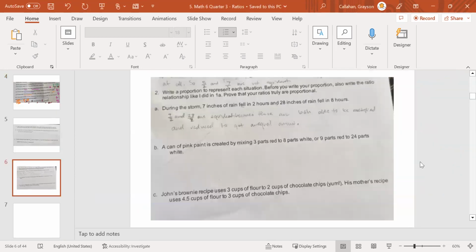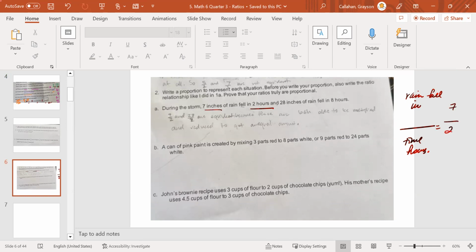Okay, so for this one, number 2, it says write a proportion to represent each situation. Before you write your proportion, also write the ratio relationship like I did in 1A. Prove that your ratios are truly proportional. So during the storm, 7 inches of rain fell in 2 hours. Okay, so here is rainfall in inches, right? Over time in hours, right? 7 inches in 2 hours. So 7 inches over 2 hours, 7 to 2.